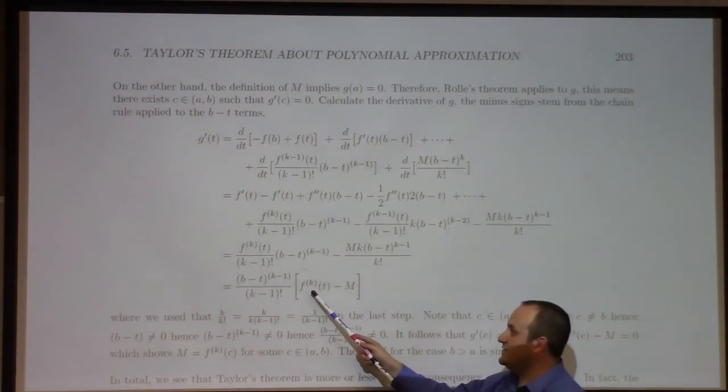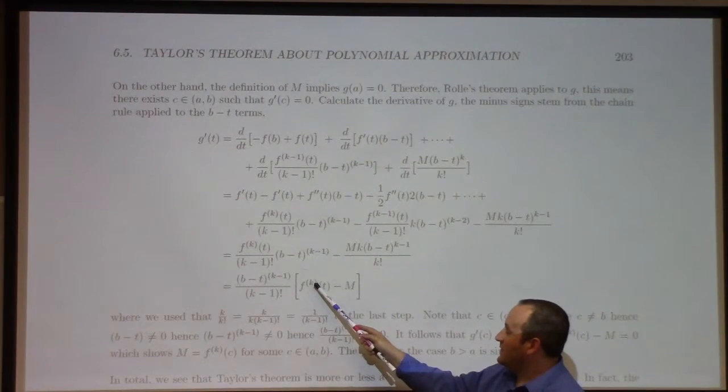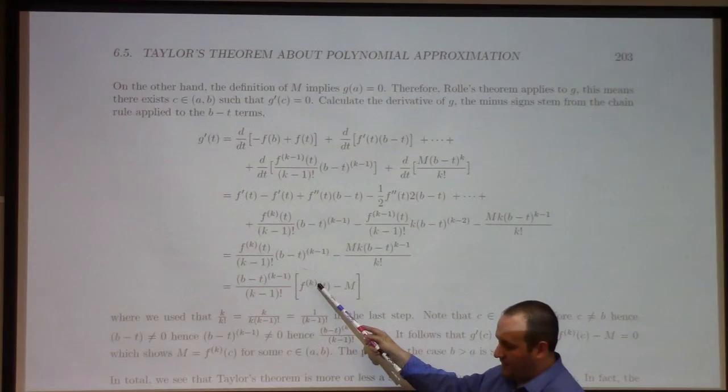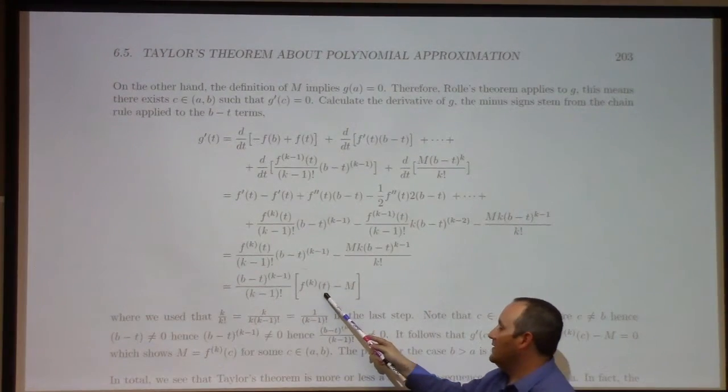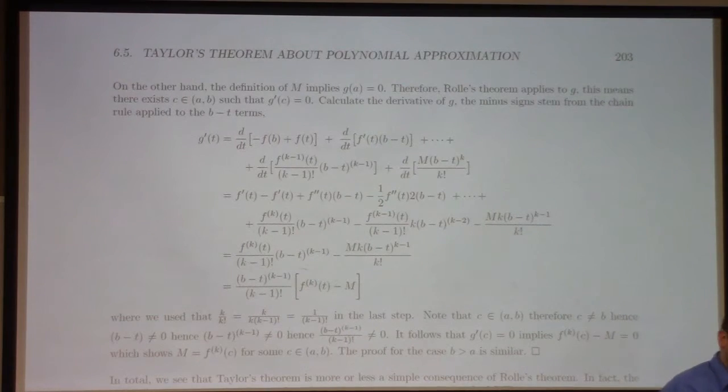to be 0, which means that there is some c between a and b such that f upper k of c is equal to m. And that's exactly what you want for Lagrange's formula of the remainder, that there exists some c that you can plug into the next derivative that you're not using in your Taylor polynomial, and that will totally encompass the remainder.